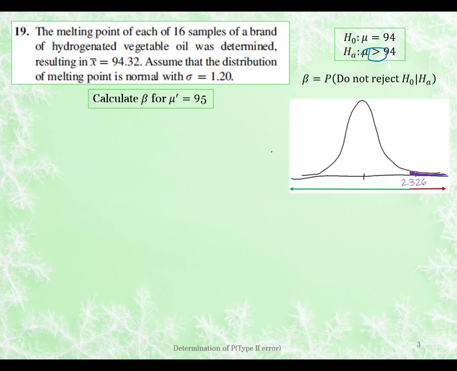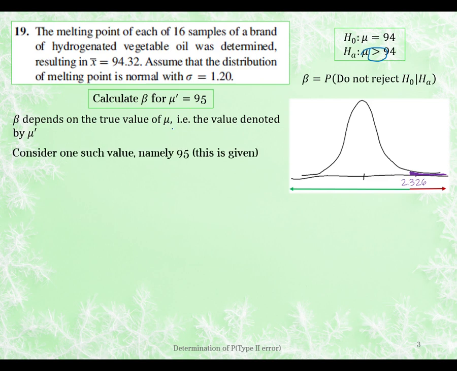Now, we said already that beta is going to depend on the true value of mu, in other words, the value that we're denoting by mu prime, and we need to keep that in mind when we do our calculations. Let's say this value we've given you as 95. We'll always give you this if we want you to calculate a probability of a type 2 error. We would have to tell you which value to calculate it for. You can do this for multiple values, and we'll get to that in your practical, because it's quite easy to do these kinds of calculations on software like R. Even in Excel, it's quite straightforward. But we'll just focus on one specific value for the moment.